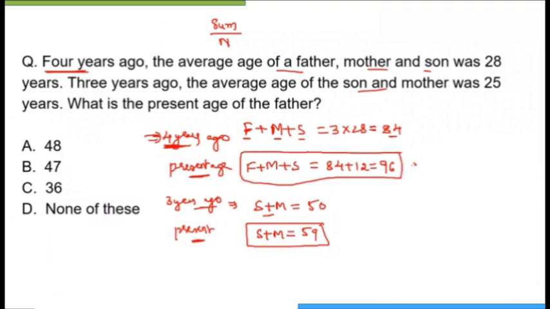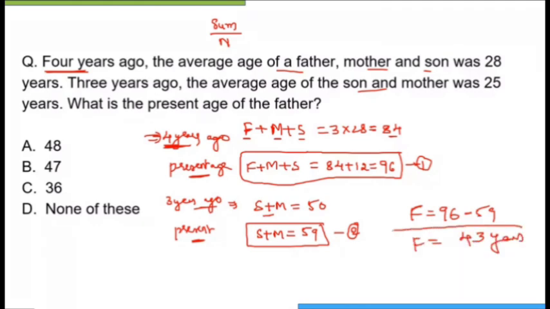To find father's age, subtract equation 2 from equation 1. After subtracting, what are you left with? You're left with father's age. 96 minus 59. That is going to give you how much? 43 years. Do I have that answer in the options? A very basic average question this is. Yeah, that's it.